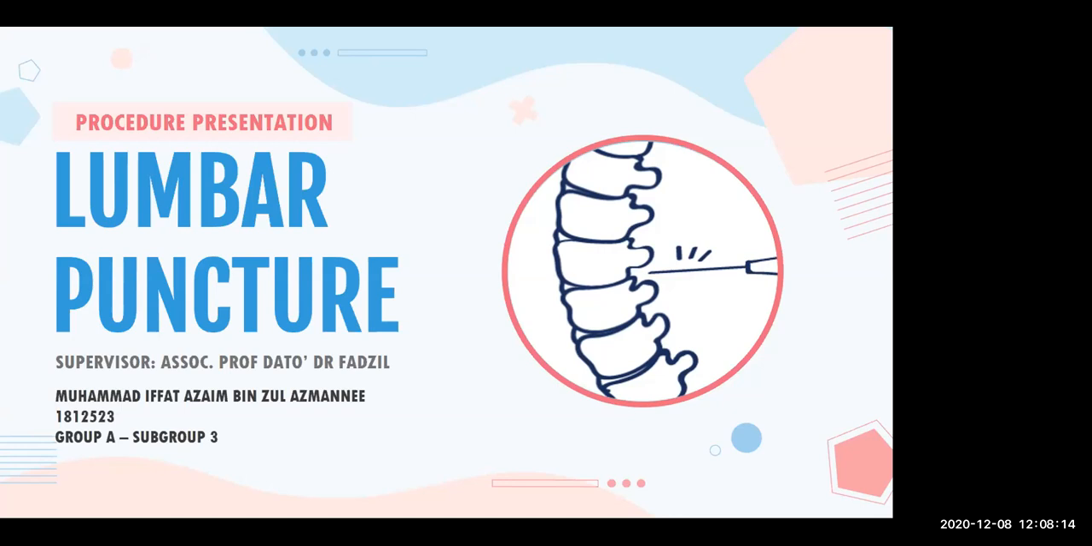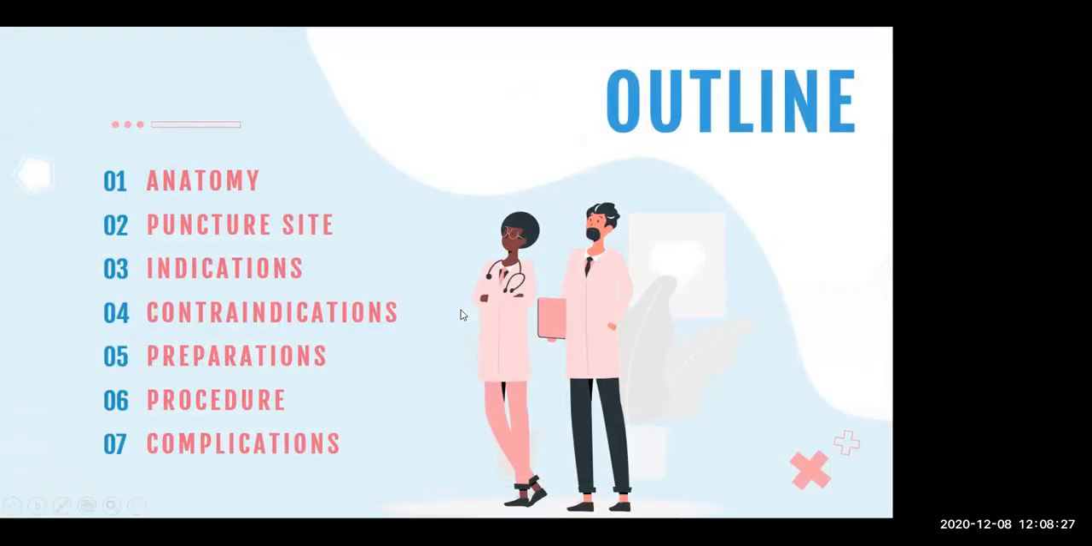So for today's procedure presentation, we'll start with lumbar puncture. This is my outline. First, we will go through the basic concept regarding its anatomy, puncture site, indications, and also contraindications. And later on, we will go into the details regarding its preparations, procedure, and also complications.